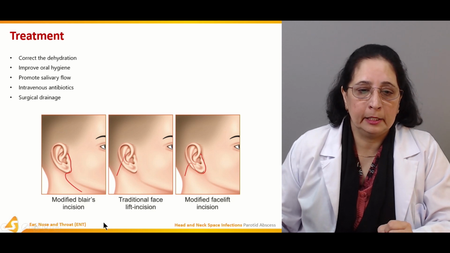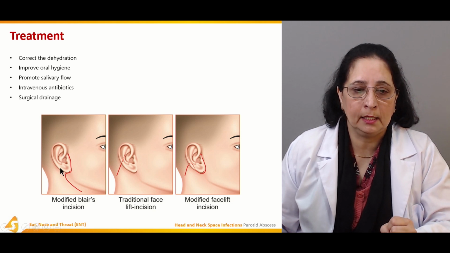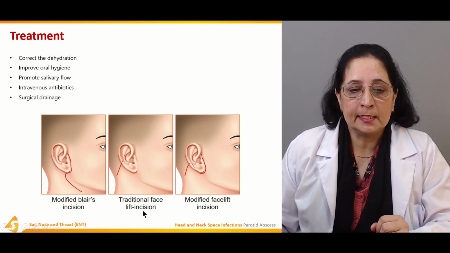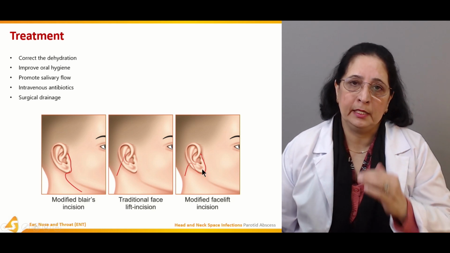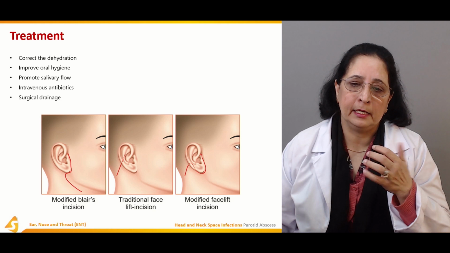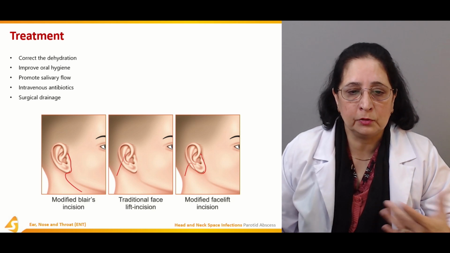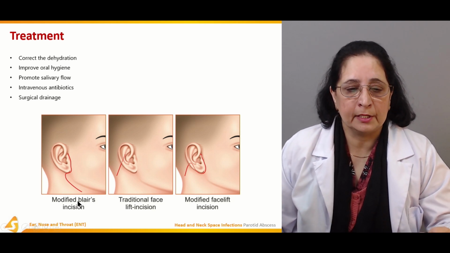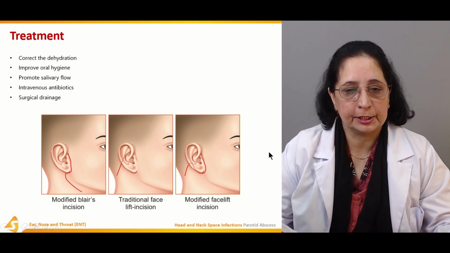These are some incisions used. This is the modified Blair's incision. You can see the cut. So modified Blair incision. Then we have traditional facelift incision and modified facelift incision. So the incisions are usually made in a way that they are not very cosmetically prominent. So these are little modified types of incision, modified Blair incision and modified facelift incisions, for the drainage.